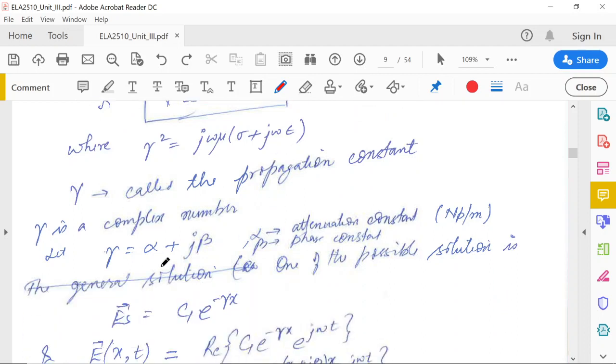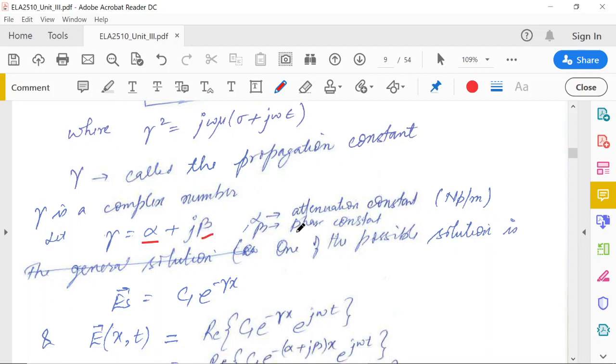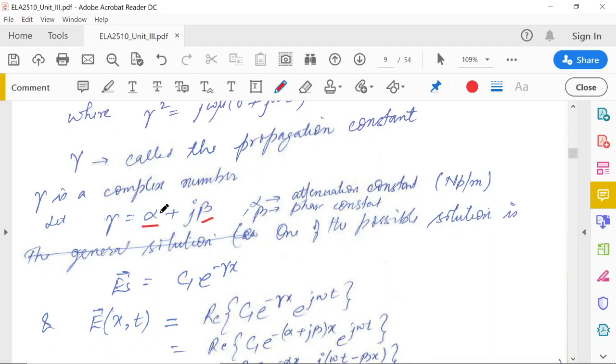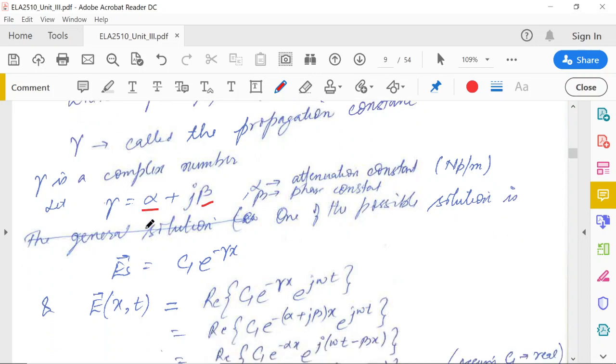Any complex quantity can be written in terms of real and imaginary parts. So we have two parts: one is called the real part and the other is called the imaginary part. Here we call alpha the attenuation constant, which is in nepers per meter. And beta is called the phase constant, or sometimes the wave number. You will see in later classes that we sometimes use wave numbers also. So alpha is the attenuation constant, which is the real part of gamma, and beta is the phase constant, which is the imaginary part of the propagation constant.